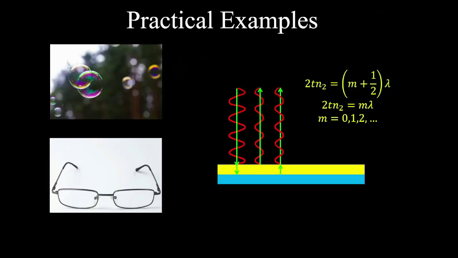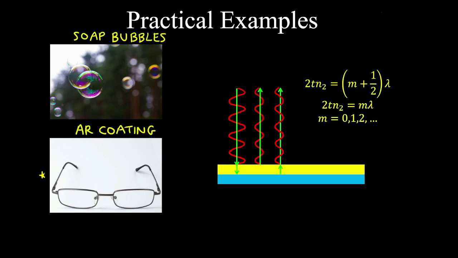Some practical examples of thin film interference include color variations that can be seen in soap bubbles, as well as oil films. So for example, you've probably seen a puddle with different variations in colors. And another example is anti-reflection coating, which is applied on the lenses of glasses to prevent glare.